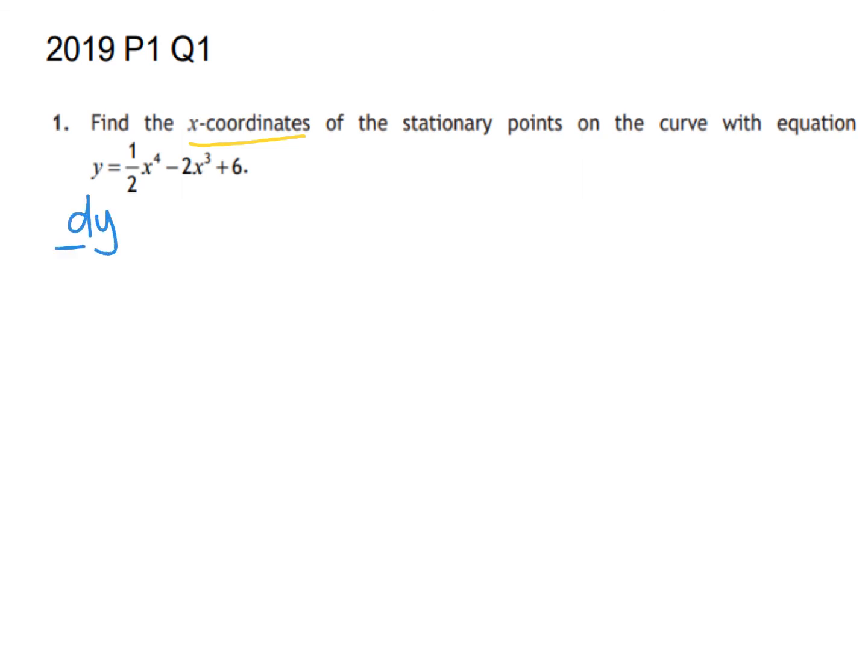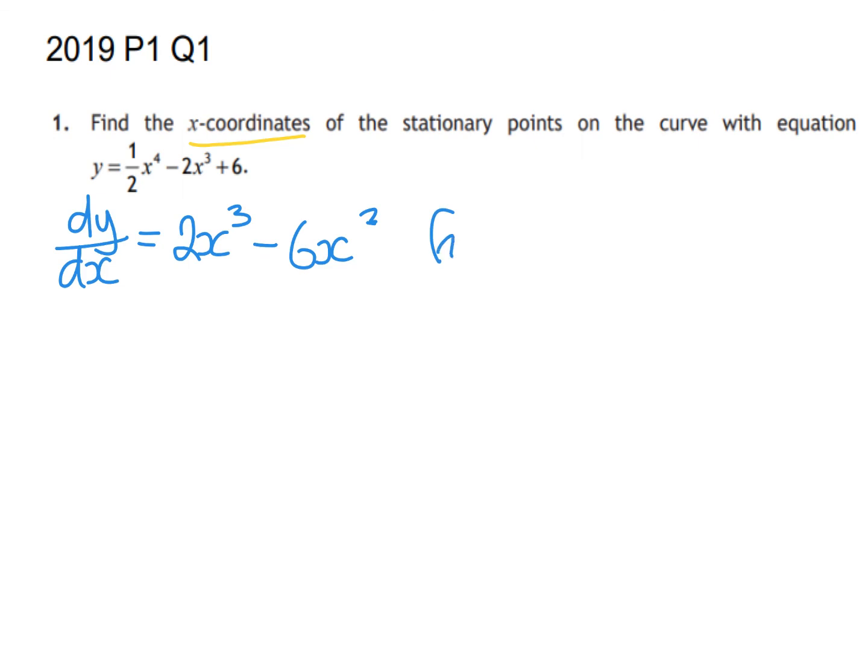So for this one we do dy by dx. Now, a half times 4 is just 2, so this gives you 2x cubed. 2x cubed becomes 6x squared. And when you differentiate the 6, it just disappears.